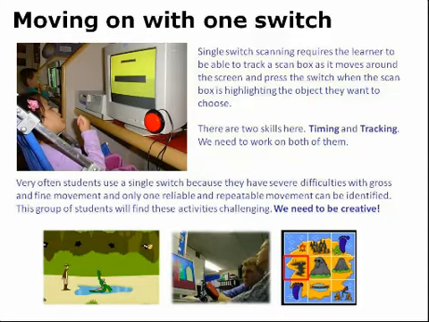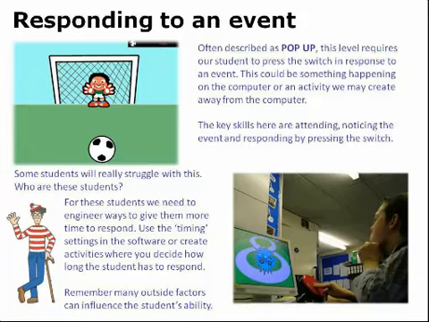Let's look at the first skill, and that's the timing skill. This is often described as pop-up. And effectively what happens is I look at the screen, and the screen could be blank, and after a random period of time something will pop up on the screen. When I see that, I need to press the switch in response to that.